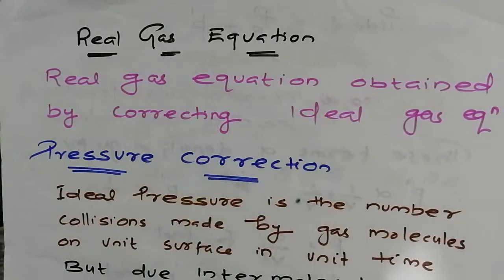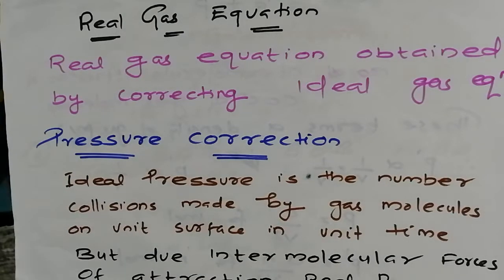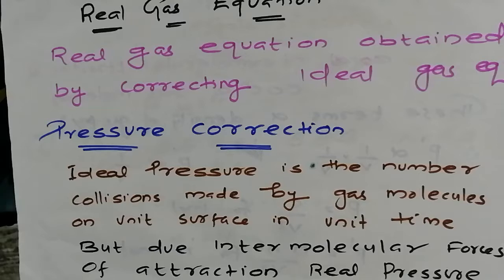It is obtained by correcting the ideal gas equation. We have two types of corrections. One is pressure correction. You should know what pressure is. Ideal pressure, or pressure of an ideal gas, is the number of collisions made by gas molecules on a unit surface in unit time of a container. Suppose you have a container where gas molecules are colliding on the walls of the container. The number of collisions is considered as the pressure.